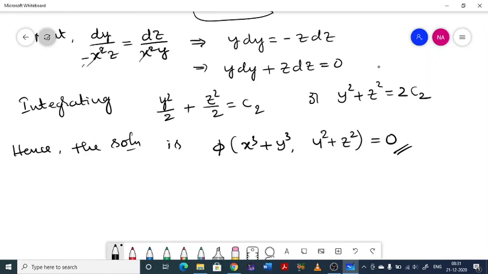So with this we have discussed 3 problems on Lagrange's linear PDE. In the next video we shall discuss a few more problems on this.